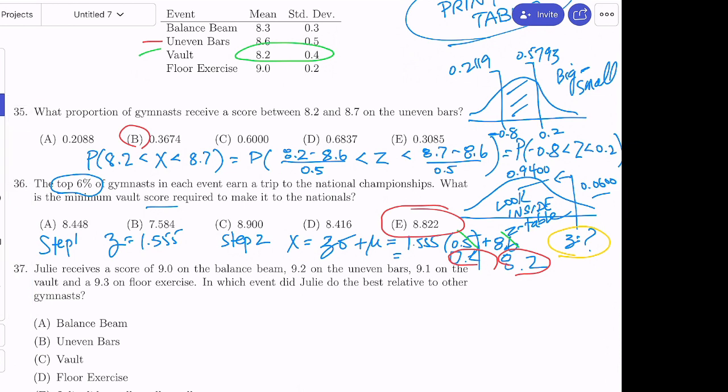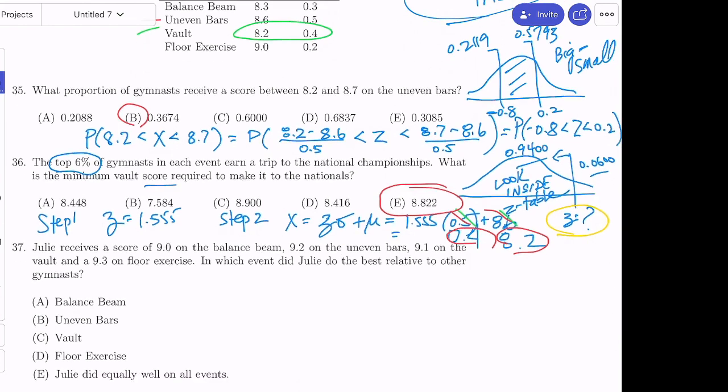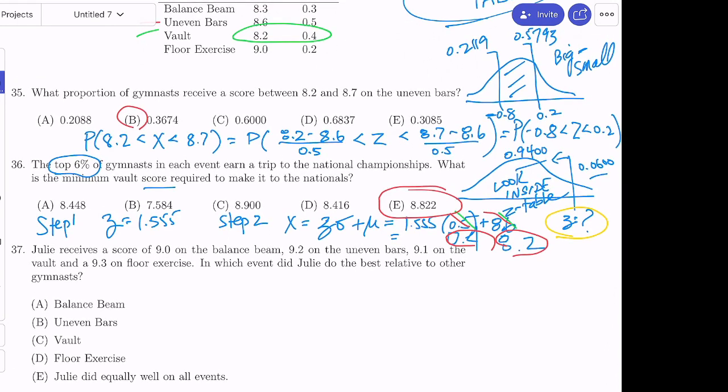You're still wondering what I did there. I made a mistake. I used the wrong mu and standard deviation. Okay, so what's the technique to solve this problem? Right, standardize. Standardize each result.